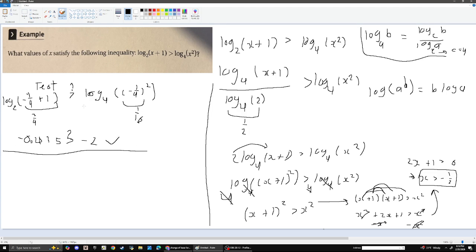Let's test something that is, instead of it being greater than, it's less than. So let's try negative 3/4, because if x is negative 1, we know this is going to be 0 over here, because negative 1 plus 1, and we know that's not going to work. So let's try negative 3/4, just see if that might work, since we won't get an undefined like that, but we might get something that is false. Okay, log base 4 of negative 3/4 squared. So that's just going to be 9/16 right there.